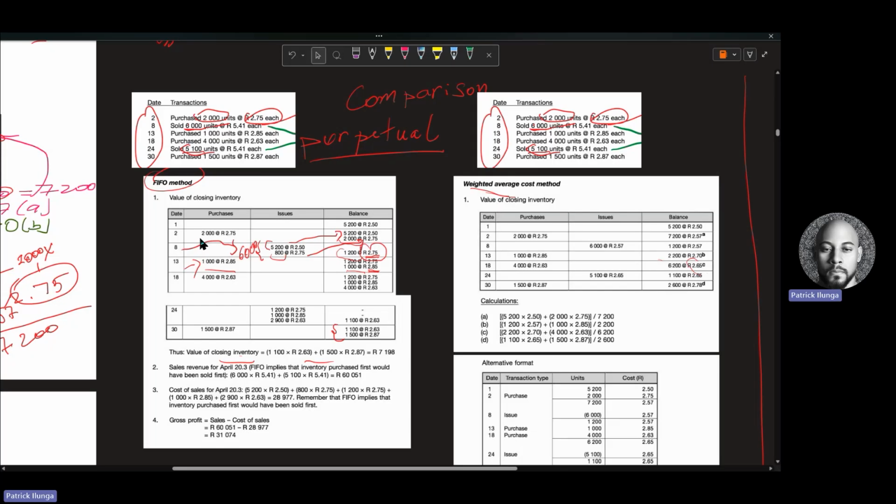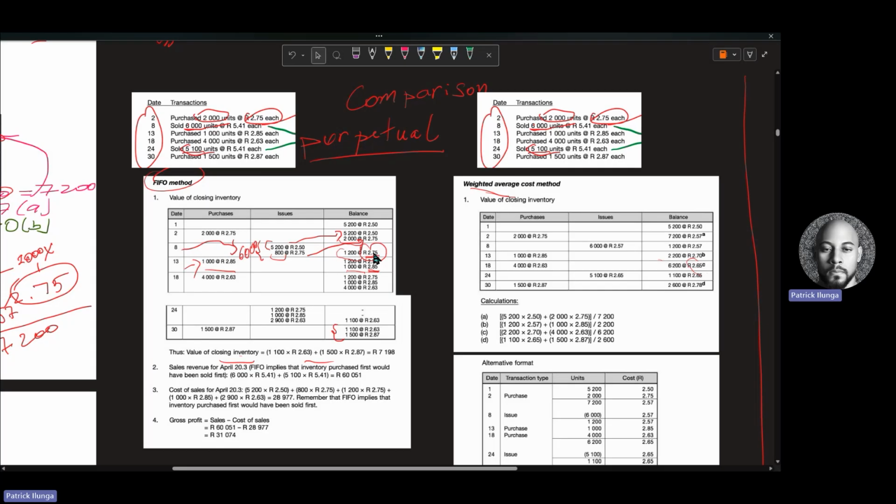So the second purchase was of 2,000 units, right? We would take the 800 from those 2,000 units. At what cost? At 2.75, not at 2.5, because that was the cost when we purchased, right? Now you understand what is happening. What will be the balance? The balance will be 1,200 units, because if we take 800 units from the 2,000, what is remaining is 2,000 minus 800, 1,200 units at 2.75.